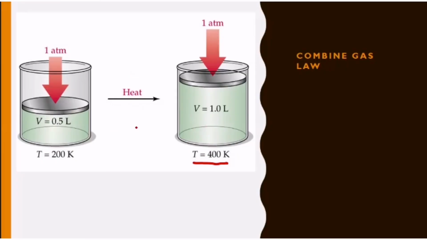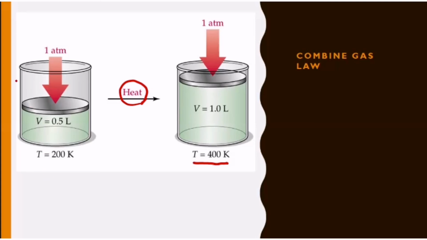By looking at this diagram, the first container has a temperature of 200 Kelvin and volume 0.5 liter with pressure of 1 atm. After we heat the container, heating means we increase the temperature to 400 Kelvin. So look at what happened to the volume here. It is getting larger with the pressure of 1 atm. So we can see this relationship between temperature, volume and pressure.